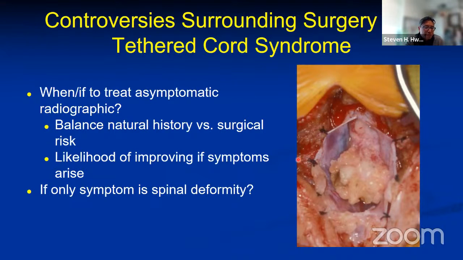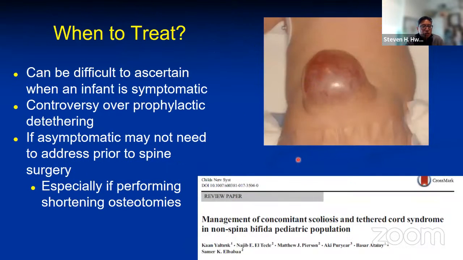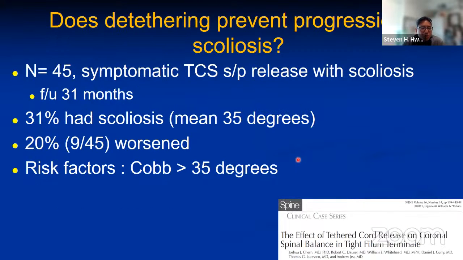And is spinal deformity similarly a sign of tethered cord? So if you have progressive deformity but nothing else, should you go release the tethered cord to try to stabilize that curve? When to treat, again, varies in more of the neuro world, but I'll focus this a little bit more on the deformity side. So if you detether a patient, are you likely to stabilize the curve? And there's not a ton of great literature to explain this.